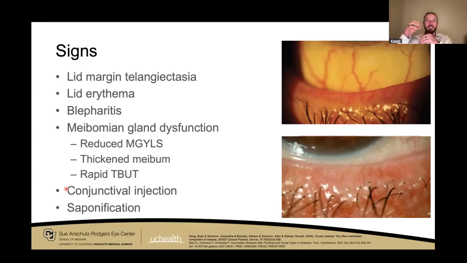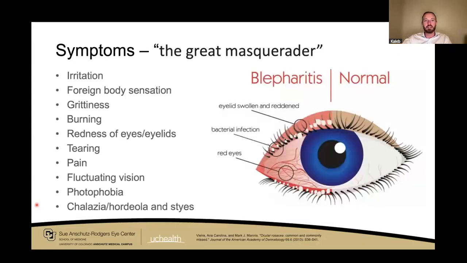Lipases break down lipids. So when the meibomian glands are secreting oil onto the ocular surface, we see that the bacterial lipases are breaking down that oil. And when that happens, it leads to frothiness of the tear films. We call that saponification. And that's evidence of an altered microbiome of the eyelids.